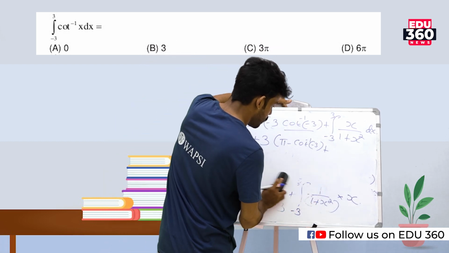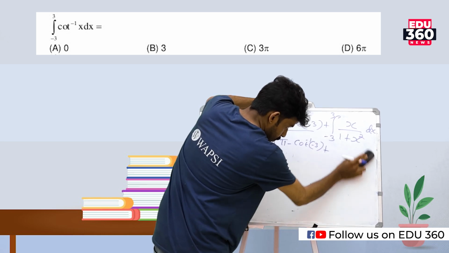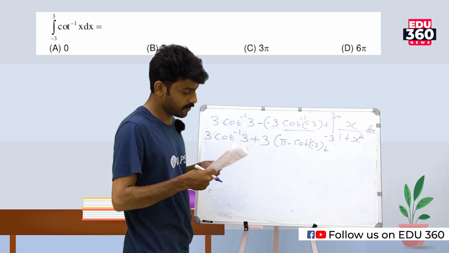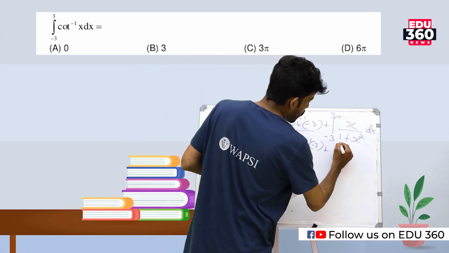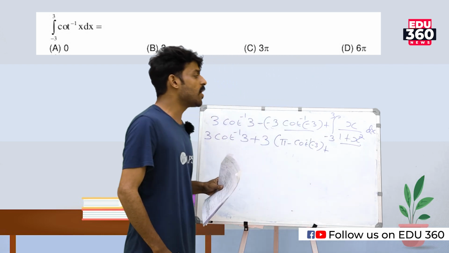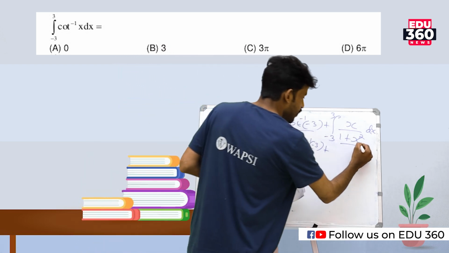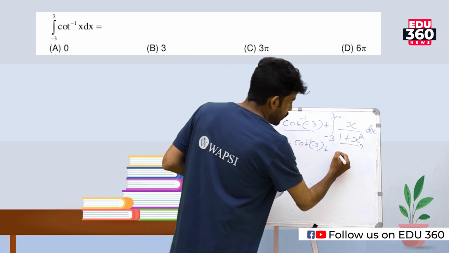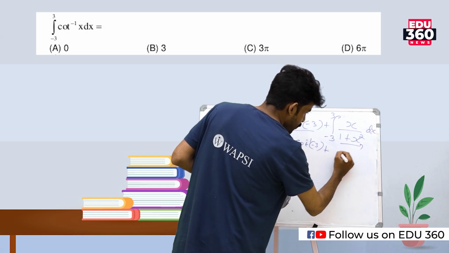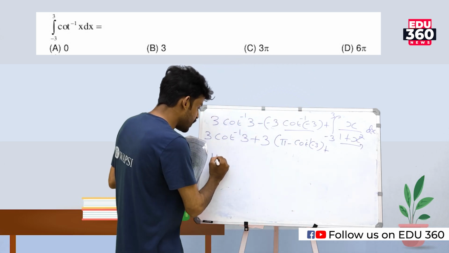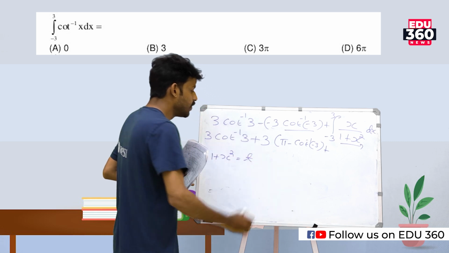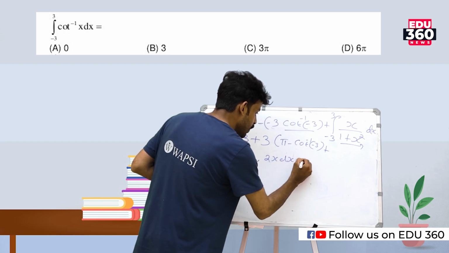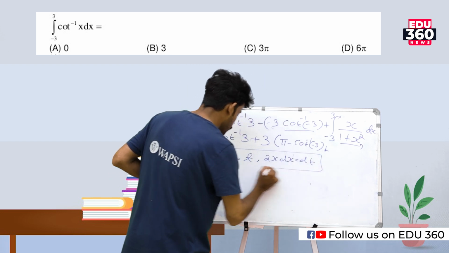So for that one, we can consider 1 plus x square. We are going to consider 1 plus x square is equal to t. So what is the derivative? The derivative is 2x dx is equal to dt. Okay, let me put it in a box.